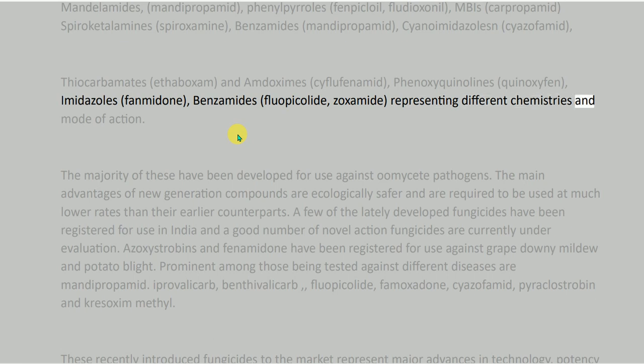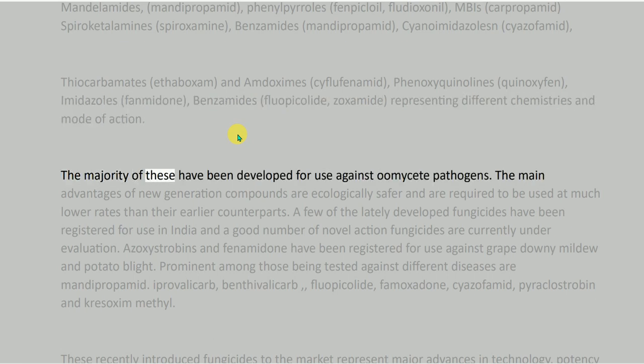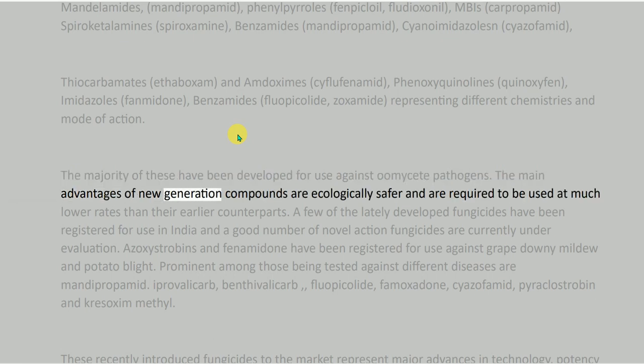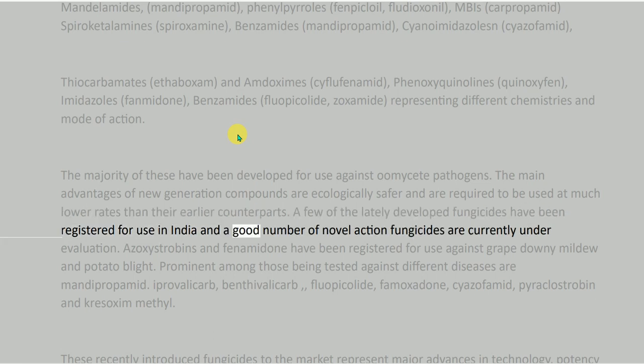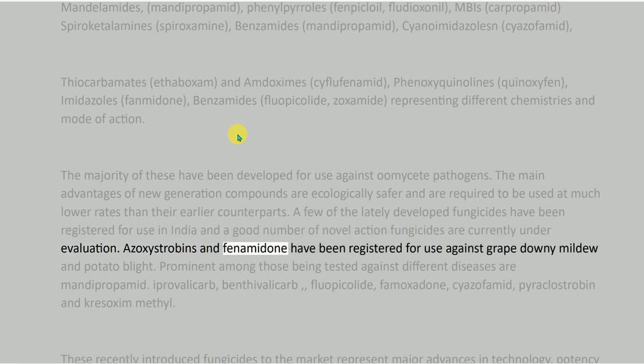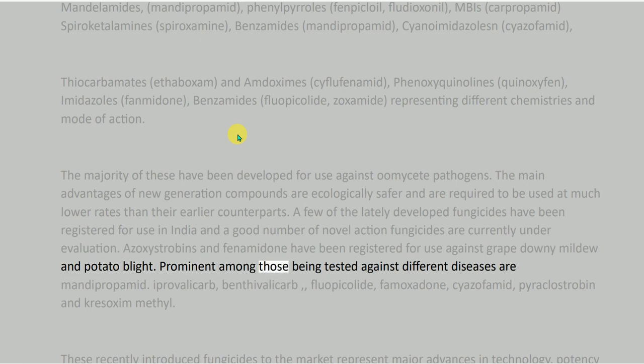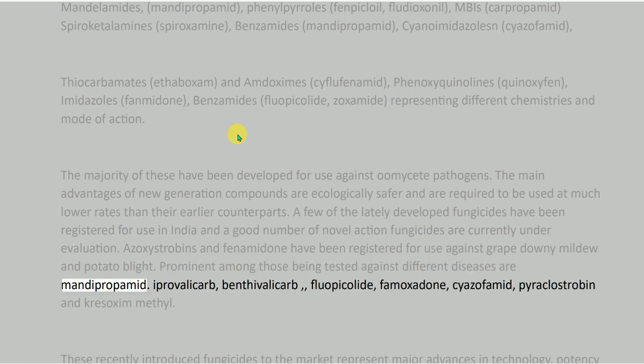The main advantages of new generation compounds are that they are ecologically safer and are required to be used at much lower rates than their earlier counterparts. A few of the lately developed fungicides have been registered for use in India and a good number of novel action fungicides are currently under evaluation. Azoxystrobin and fenamidone have been registered for use against grape downy mildew and potato blight. Prominent among those being tested against different diseases are mandipropamide, iprovalicarb, benthiavalicarb, fluopicolide, famoxadone, cyazofamid, pyraclostrobin and kresoxim-methyl.